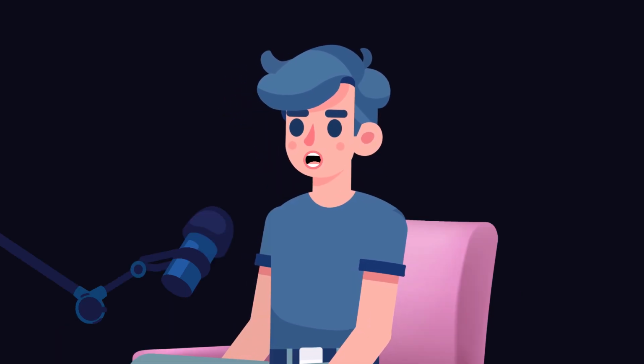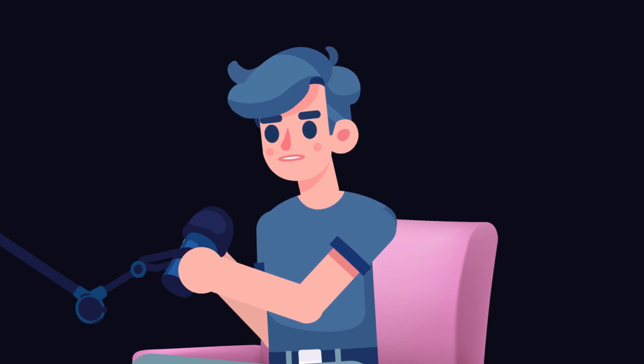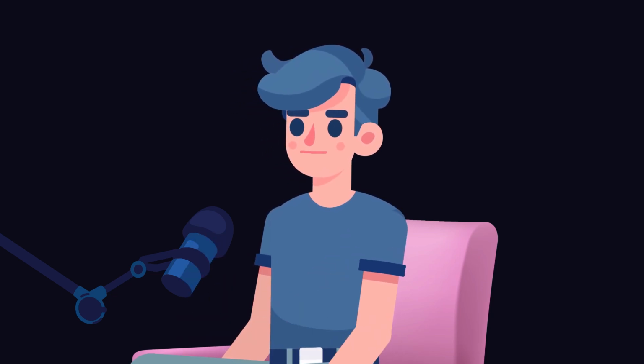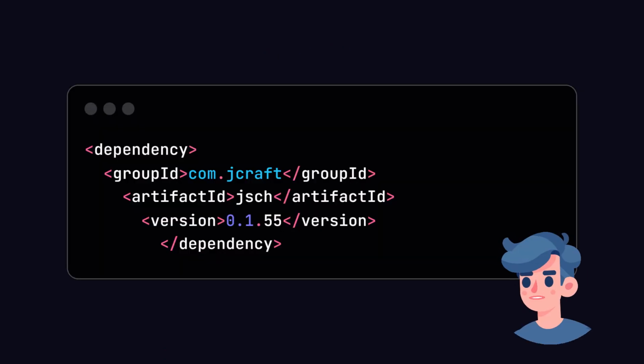In this tutorial, we will use the JSch library, a pure Java implementation of SSH2, to facilitate SFTP. You will learn how to set up the library in your project, connect to SFTP servers, and execute operations such as uploading and downloading files. First, let's add the JSch library to our project. If you are using Maven, include the following dependency in your pom.xml.